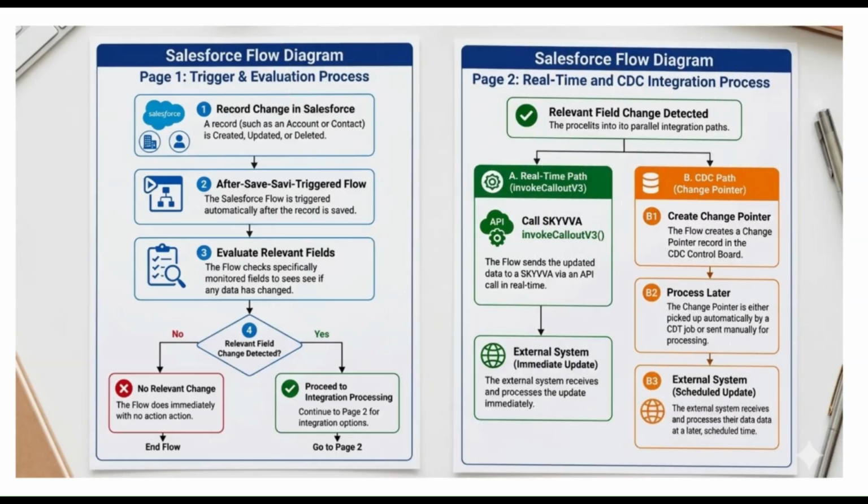Finally, this video explains how Salesforce Flow can be used to automate data integration without code. An after-save record triggered Flow monitors changes on records such as accounts and contacts. When a relevant change occurs, the Flow either sends data in real time to an external system using SKYVVA's Invoke Callout v3 method or creates a change pointer in the CDC Control Board for later processing.